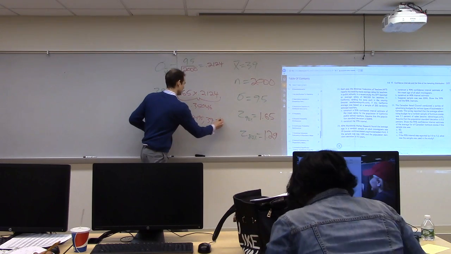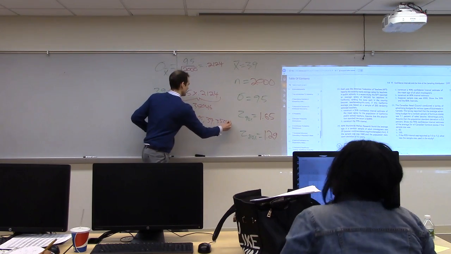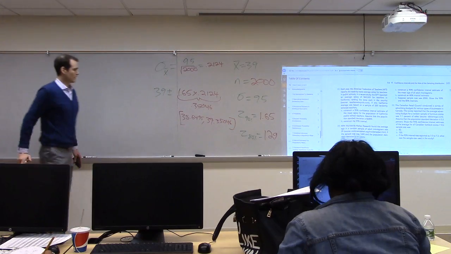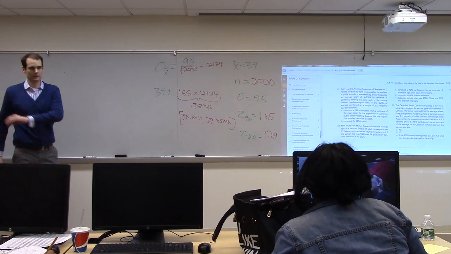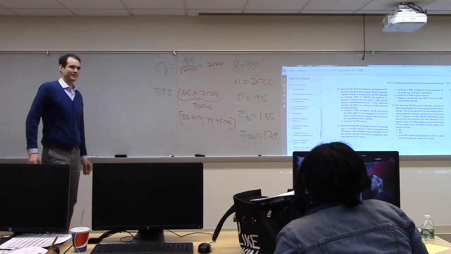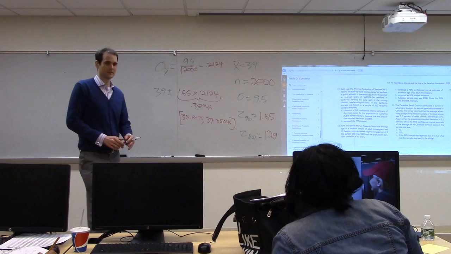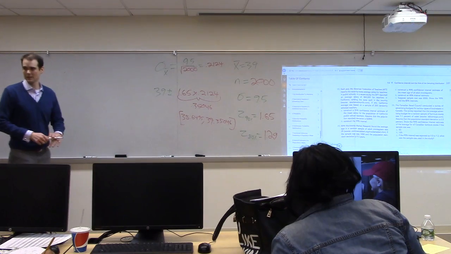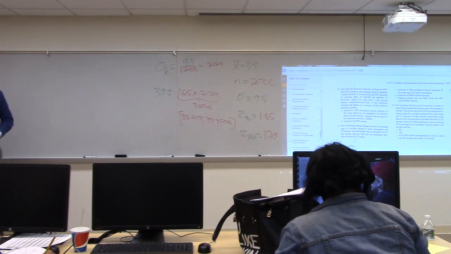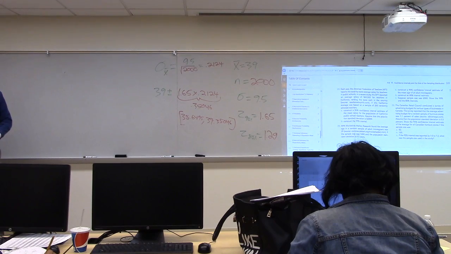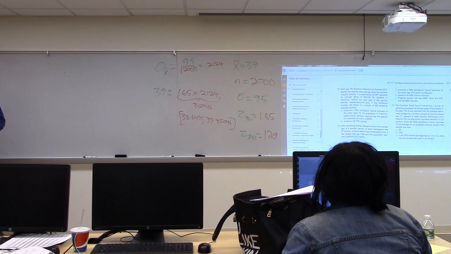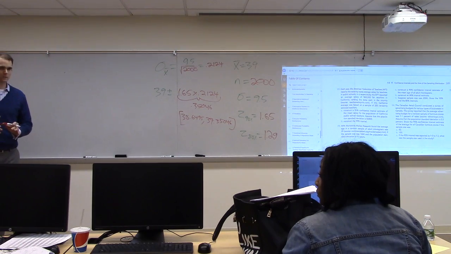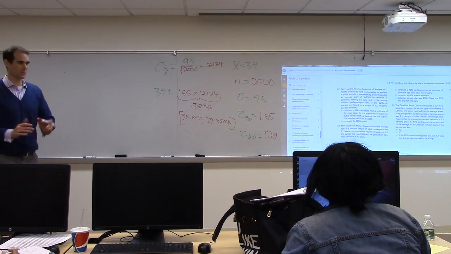Okay, she was right. And the interpretation, please. That one's 90%? Yes. 90% sure that the true population mean is between 38.6495 and 39.35. Good, the true population mean is between those two numbers.